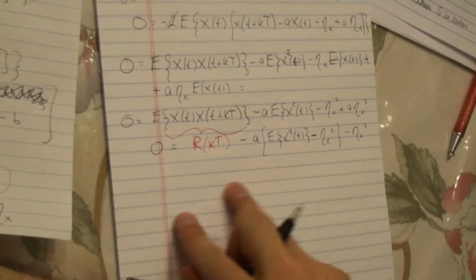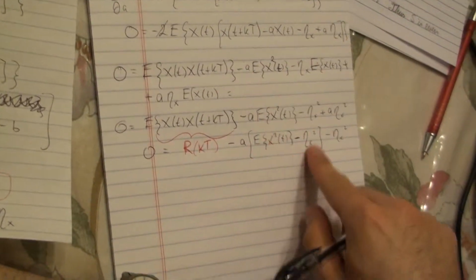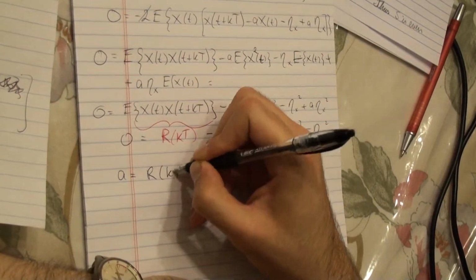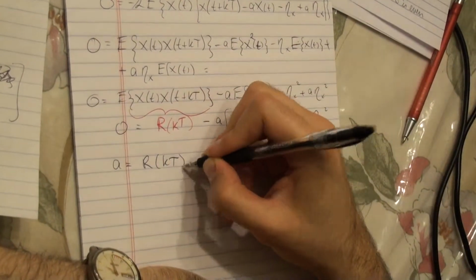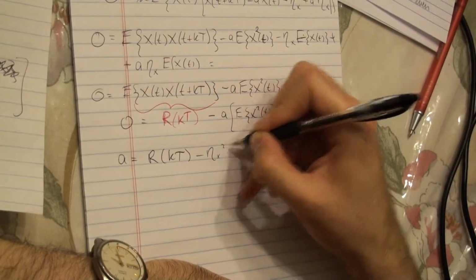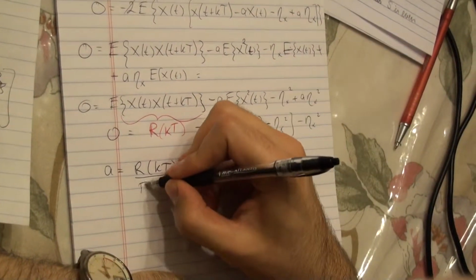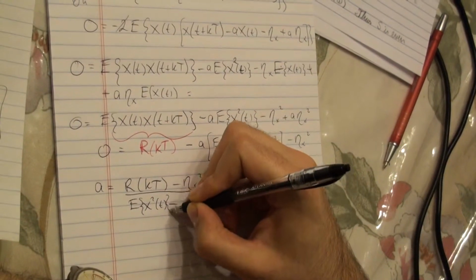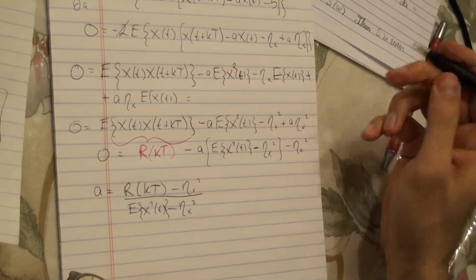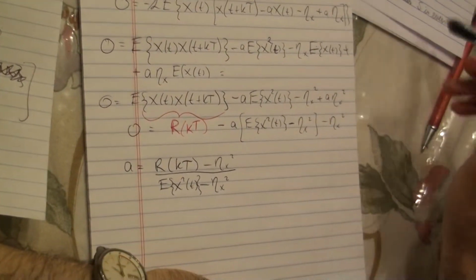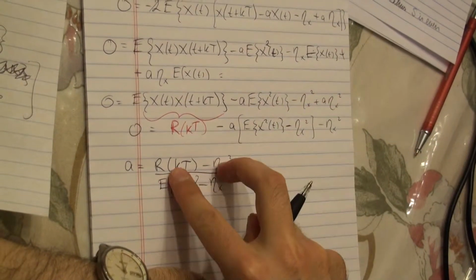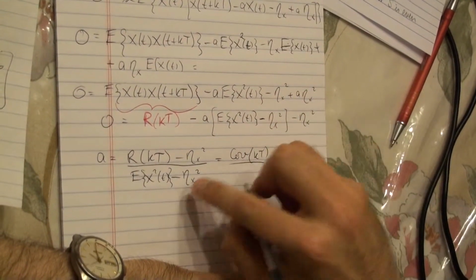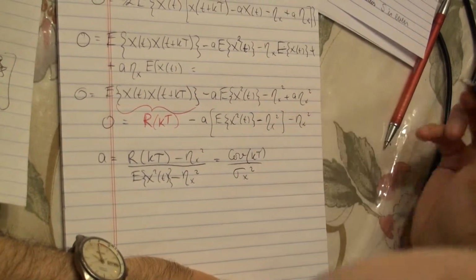We want to find A, so we move this to the other side and divide by this big guy. And what are we left with? A is equal to R of kT minus a to x squared over this guy, minus a to x squared. So A is equal to, the top is the covariance of kT, and the bottom is the variance of x.